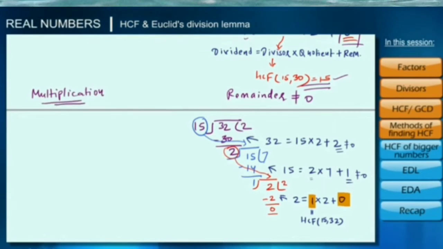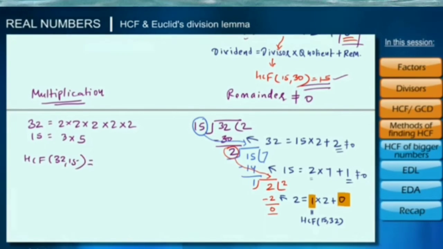Let us check with the multiplication method. We will do the prime factorization of 32 like this and 15 like this. Now the HCF of 32 and 15 is the product of common factors. But if you observe, there is no common factor between 32 and 15. But you know that 1 is a factor of every number. So here the only common factor is 1, and so the HCF is equal to 1.